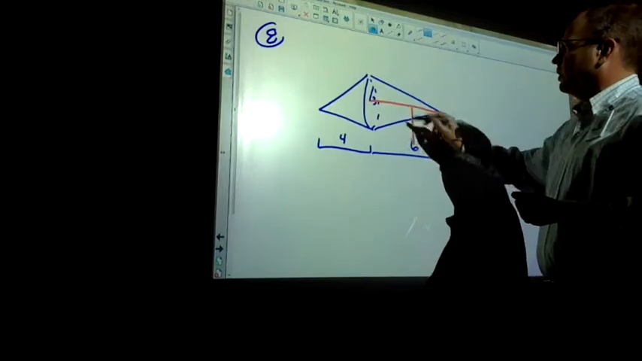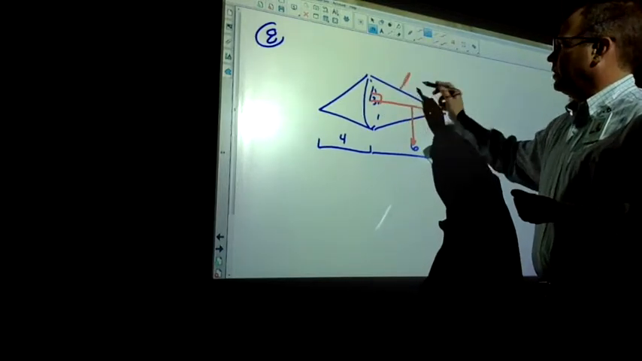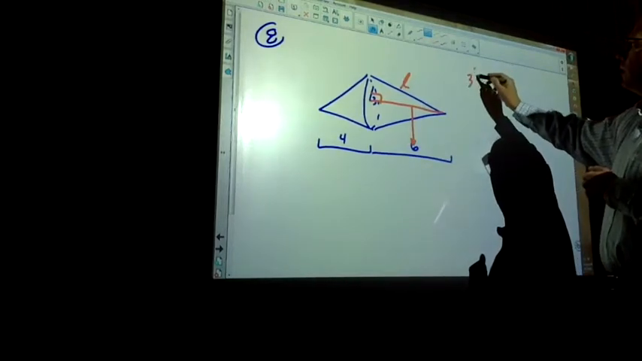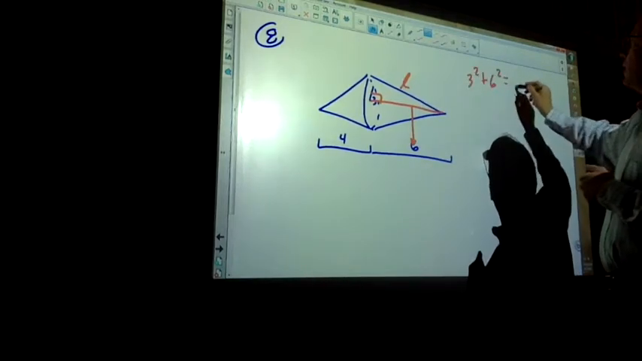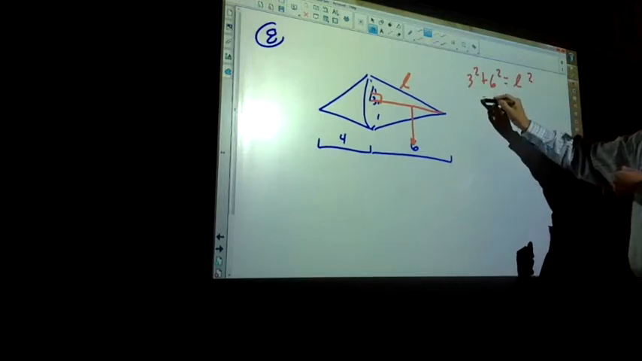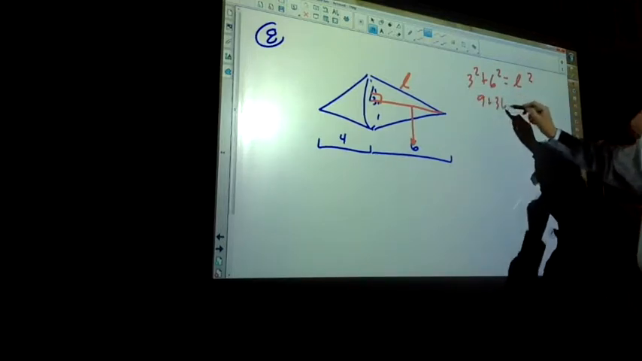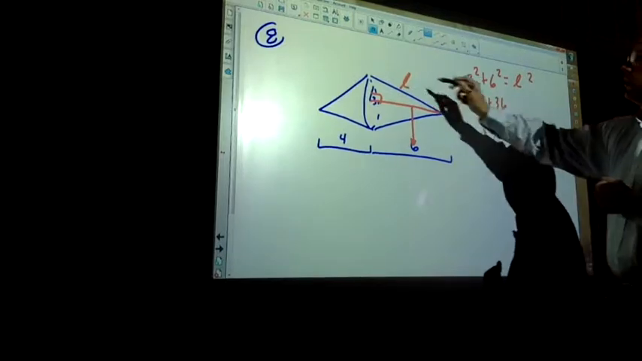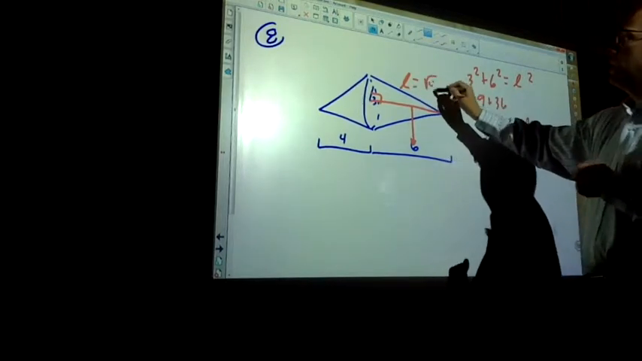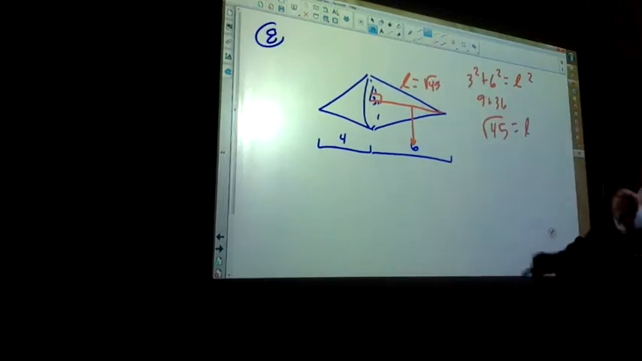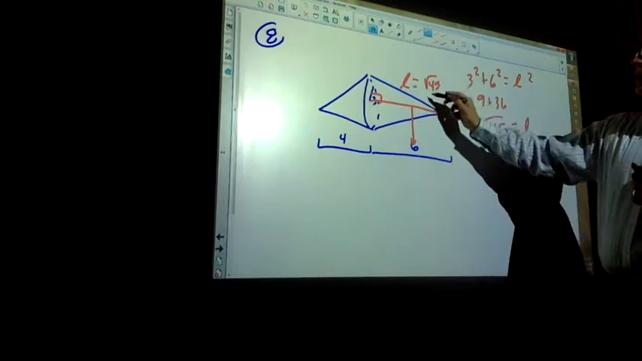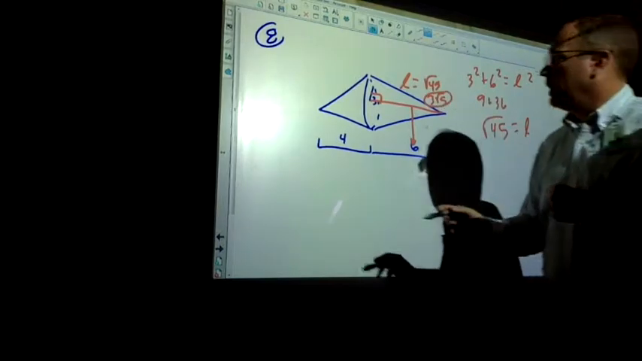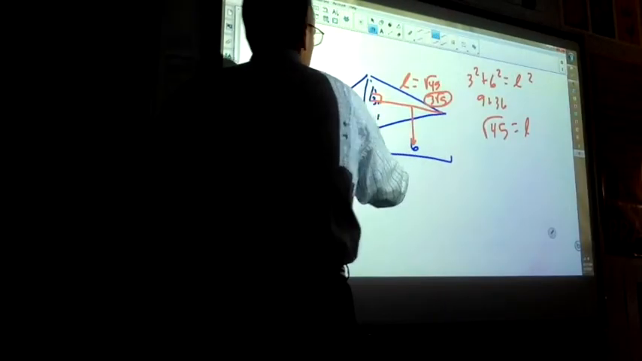That is 6. That's a 90. So that's L. So I have 3 squared plus 6 squared equals L squared. So that's 9 plus 36. So 45. Root 45 is equal to this. Is that okay? And yes, you could break that down 9 times 5. So that'll come out to 3 root 5 is that lateral height. And then let's figure out the lateral height over here.